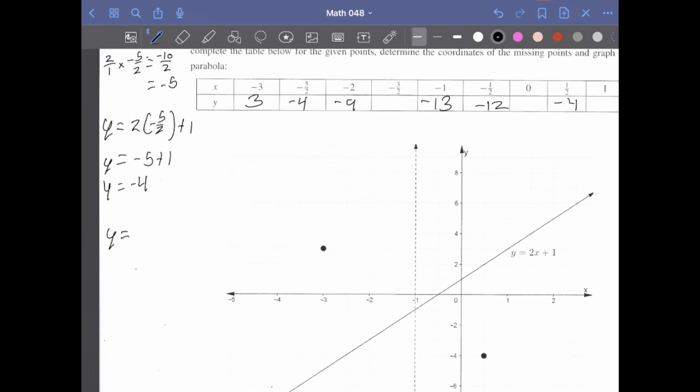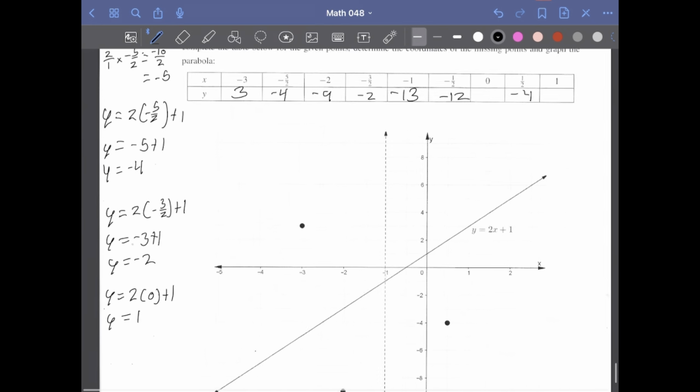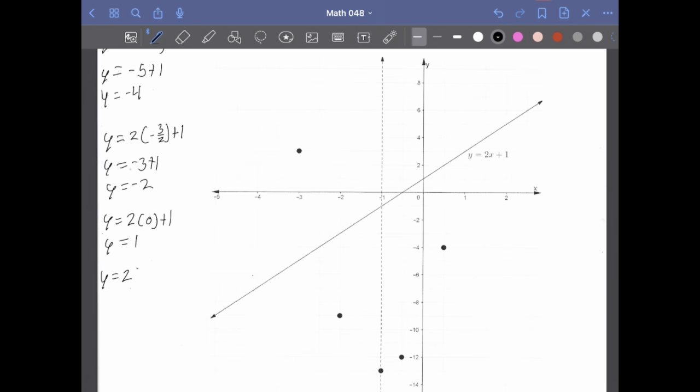So next, for negative 3 over 2: 2 times negative 3 over 2 plus 1. Again, the 2's just cancel out, so you're just left with negative 3. So y is equal to negative 3 plus 1. y is equal to negative 2. For x equals 0, y is equal to 2 times 0 plus 1. y is equal to 1 because 2 times 0 is just 0. Last one: y is equal to 2 times 1 plus 1. y is equal to 2 plus 1. y is equal to 3.